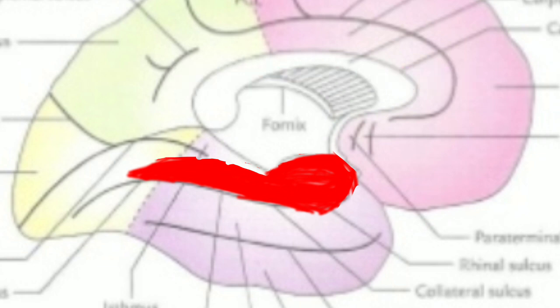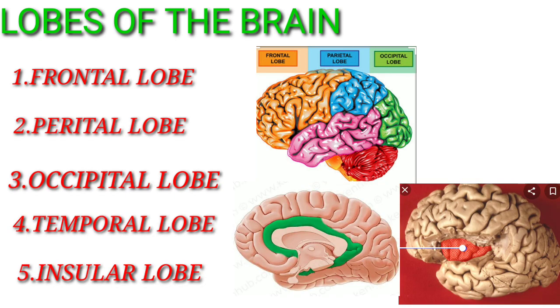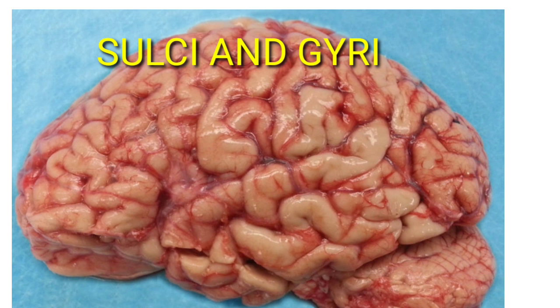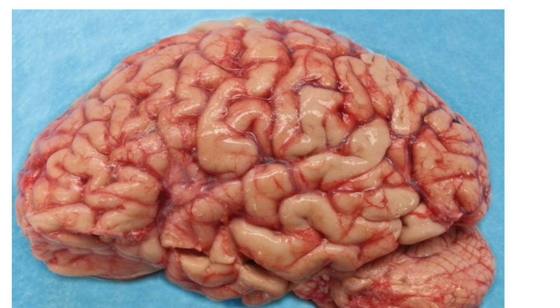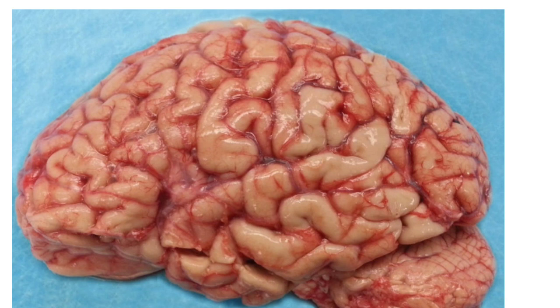Next, we see about the lobes of the brain. They are the frontal lobe, parietal lobe, occipital lobe, temporal lobe, the fifth lobe is the insular lobe, and the sixth lobe is the limbic lobe. Next, let us see the cerebral sulci and gyri. The cerebral cortex is composed of neurons and neuroglia with minimum fibers. It shows numerous elevations and depressions to increase the surface area greatly. The elevations are called gyri and depressions are known as sulci. The pattern of the sulci and gyri is not constant and differs in the right and left hemispheres of the same brain.